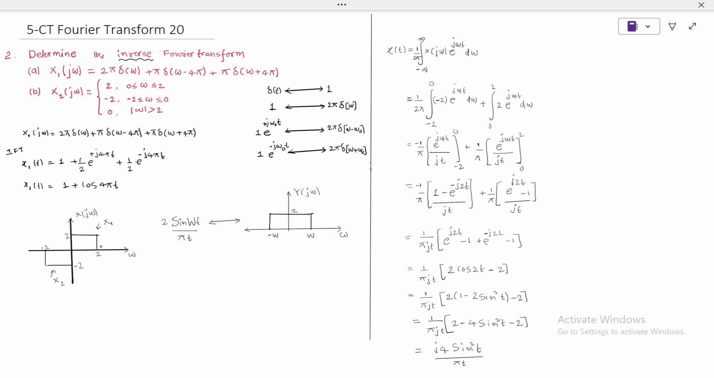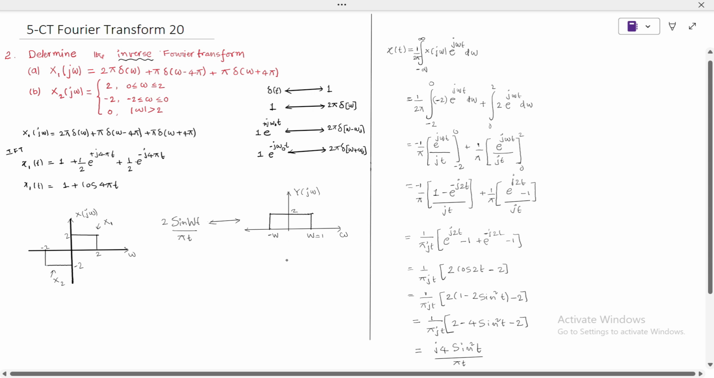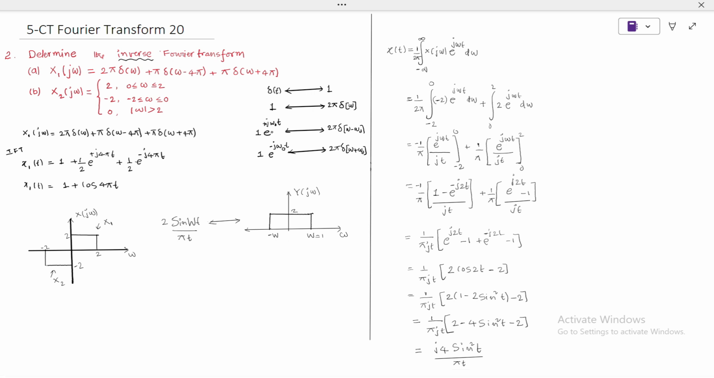Here, comparing to this Y of j omega, this x1 is shifted. If W equals 1, the width equals 1, so this looks like shifted to the right side by 1 unit. So in frequency shifting, we know that an exponential must be multiplied. So directly here I'm writing, these are x1 and x2.